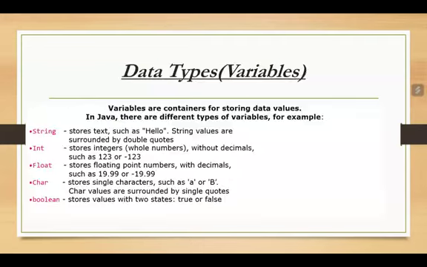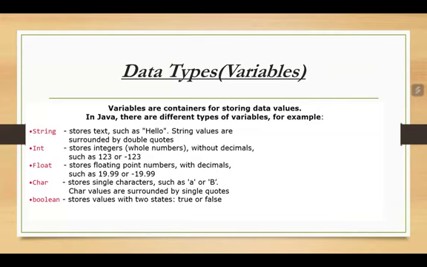If we go into variables, they are containers for storing data values. In Java, there are a lot of types of variables. For example, String. String is nothing but which stores text data, and it is surrounded by double quotes. After that, int is nothing but integers or numbers, 0, 1, 2, 3, without decimals.